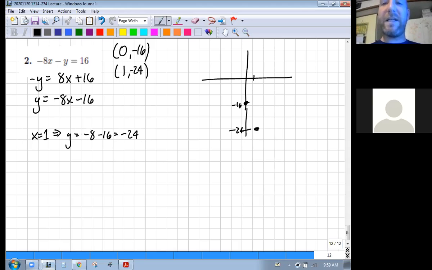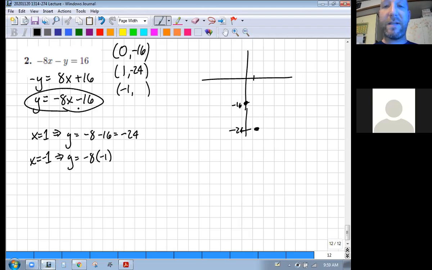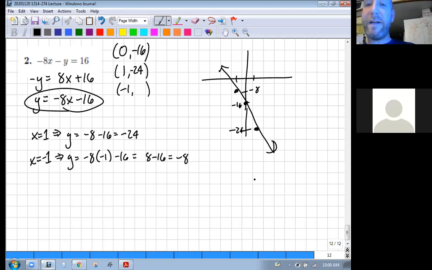What if we plug in a negative 1? If x is negative 1, then y is negative 8 times a negative 1, minus 16. That would be 8 minus 16, that's a negative 8. So over here at negative 1, we'd have to go down to a negative 8. This is what our line looks like. Any point on that line is a solution to this equation.